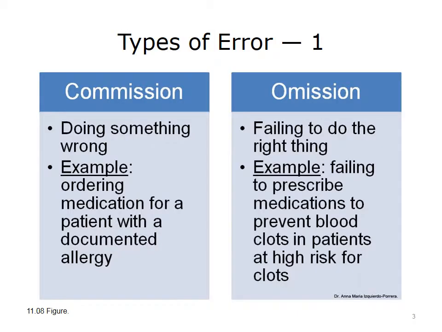There are a variety of ways to classify errors. This is one way that is used by AHRQ. Errors can be classified as acts of commission, doing something wrong, or acts of omission, failing to do the right thing. Here are two examples in healthcare. An example of an error of commission is ordering a medication for a patient with a documented allergy to that medication. An example of an error of omission is failing to prescribe medications to prevent blood clots in patients who are at high risk for such clots.